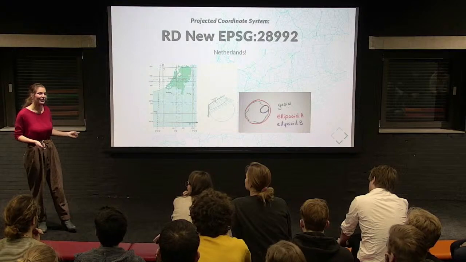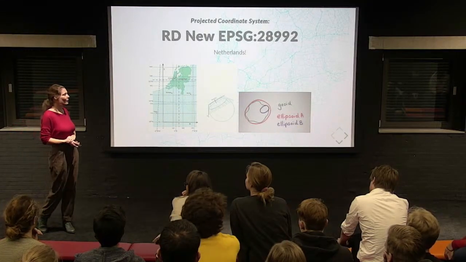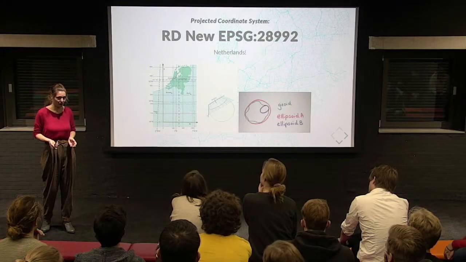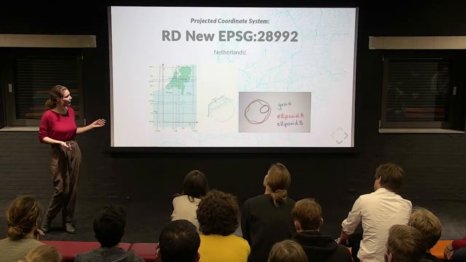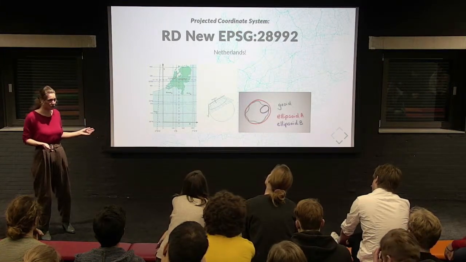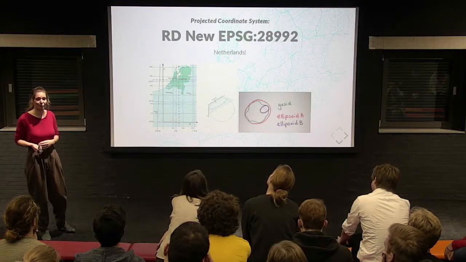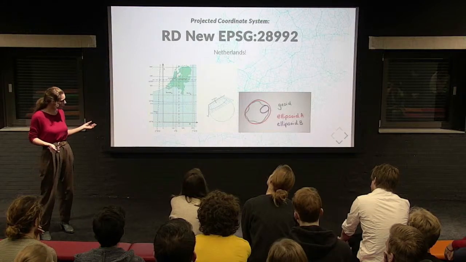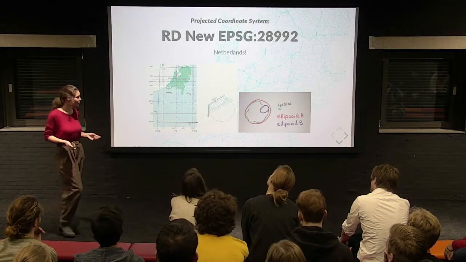Awesome. Another solution that we have. Because still, having a global system might not give you accurate measurements on the local scale. There exist a lot of coordinate systems and projections on a local scale. For example, in the Netherlands, we have the Rijksdriehoekstelsel, or the RD New, which is a local coordinate system.